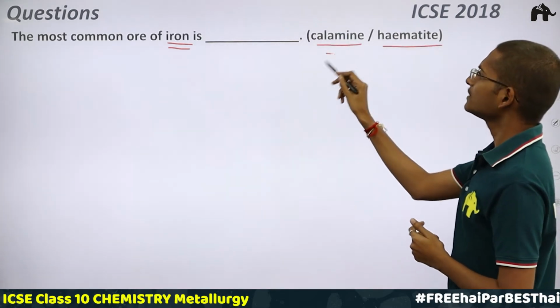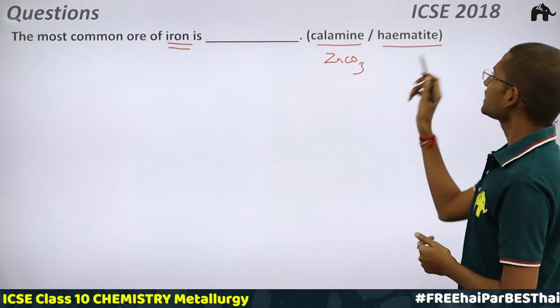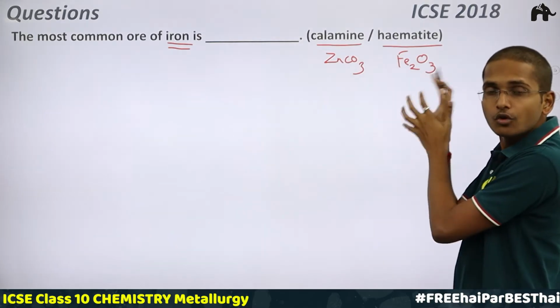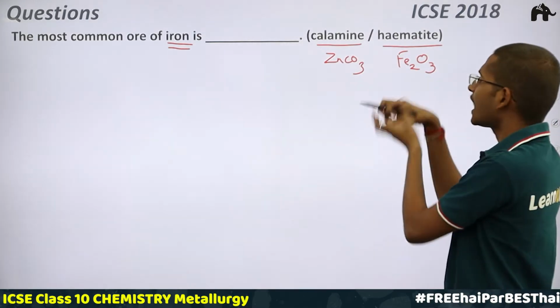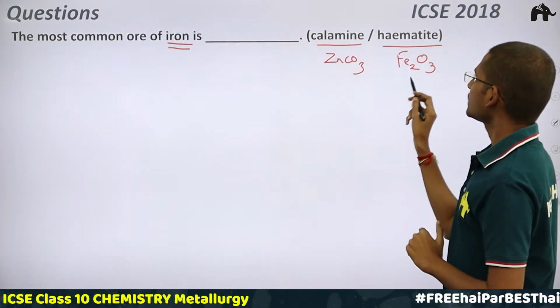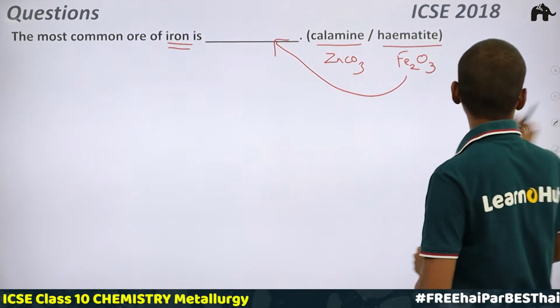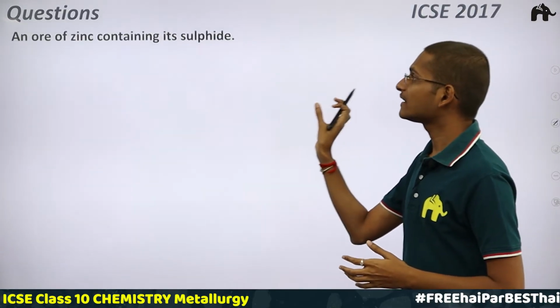Now we know calamine is zinc carbonate, the last ore which we saw, right? And hematite is Fe2O3, the first ore of iron which we saw, and it's the main ore, the chief ore from which iron is extracted, right? So yes, our answer would be hematite. Okay, moving ahead. An ore of zinc containing its sulfide.